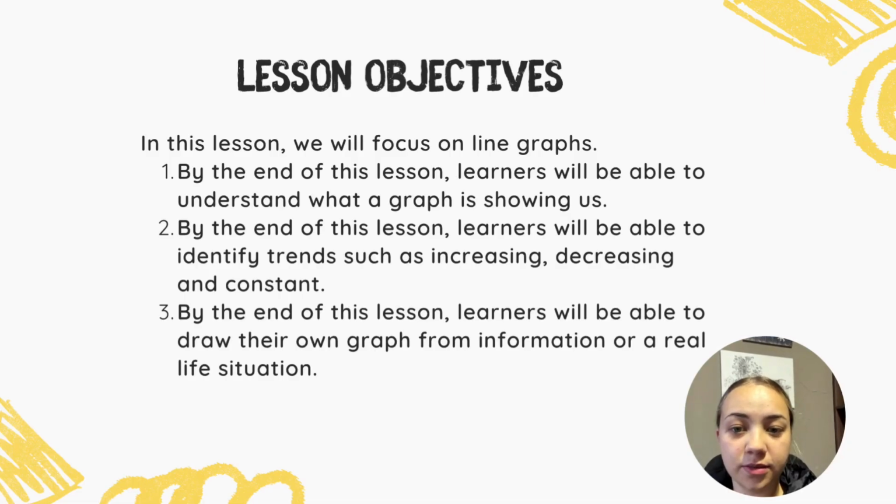Lesson objectives. In this lesson, we will mainly focus on line graphs. By the end of this lesson, learners will be able to understand what a graph is showing us, in other words, interpreting graphs. They will also be able to identify trends such as increasing, decreasing, and constant, and they will draw their own graphs from information or real life situations.